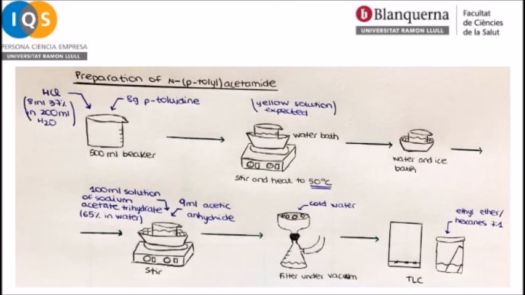To this mixture, 100 ml of a solution of sodium acetate trihydrate and 9 ml of acetic anhydride are sequentially added with continuous stirring. The resulting crystals are filtered under vacuum, washed with cold water, and analyzed by TLC, which is thin layer chromatography, using ethyl ether and hexanes as eluent, where the first is 7 times more concentrated than the second.